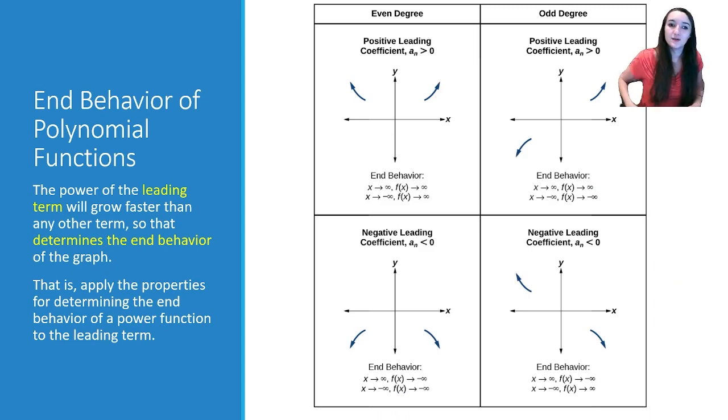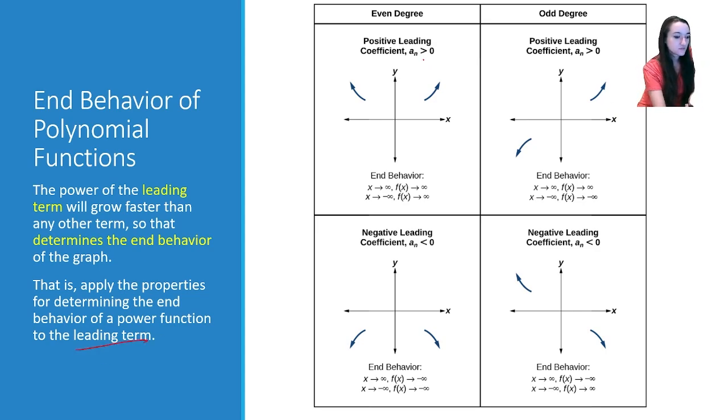Now, back to end behavior. If you remember what I said with power functions, the way it works for a power function works for a polynomial as well. But now we are treating our leading term as our power function. So the power of the leading term will grow faster than any other term in our polynomial. So that determines the end behavior of the graph. So we can apply the properties for determining the end behavior of a power function to the leading term itself.